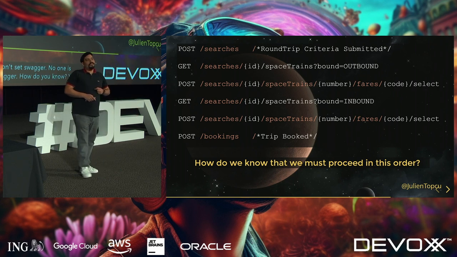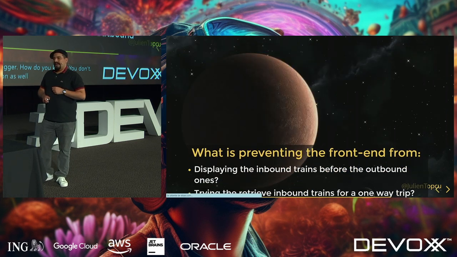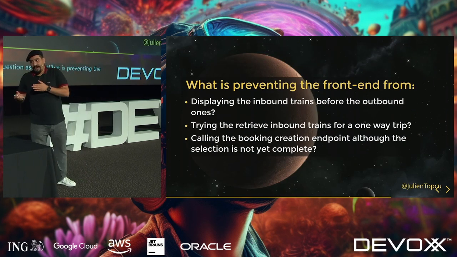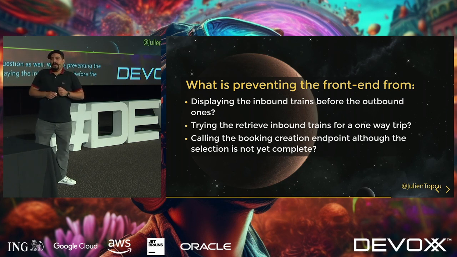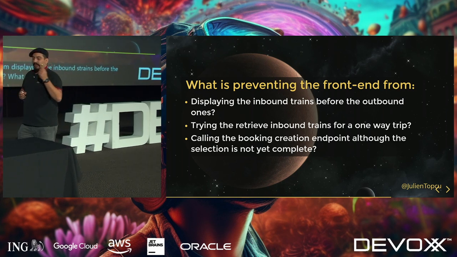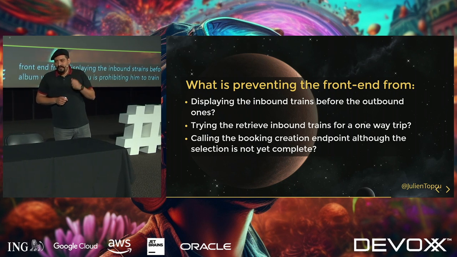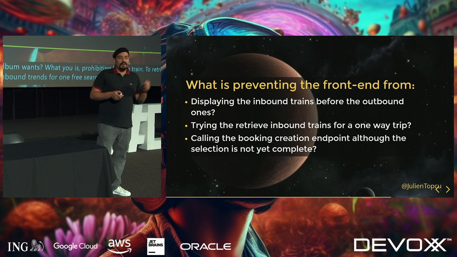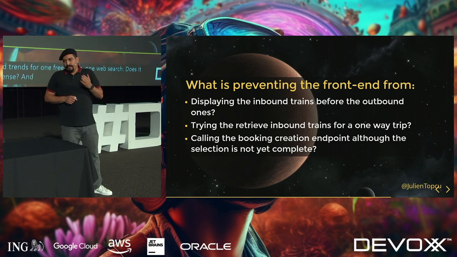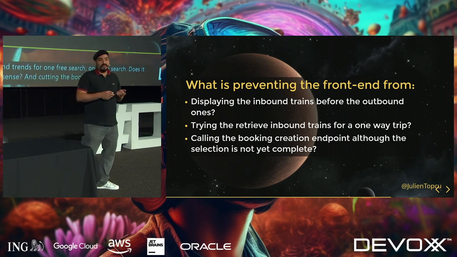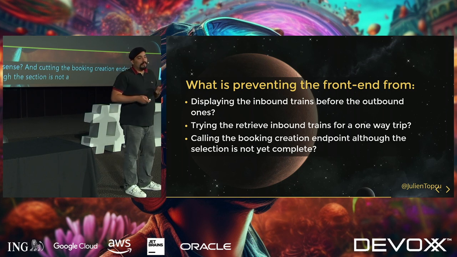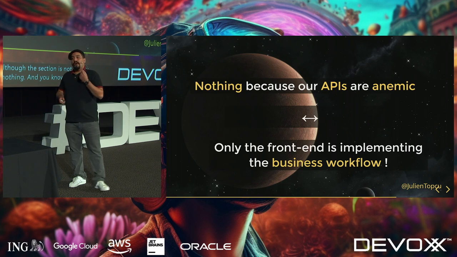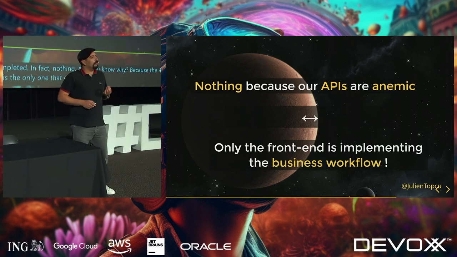So I have another question as well. What is preventing the front end from displaying the inbound trains before the outbound ones? What is preventing it from trying to retrieve inbound trains for a one-way search? Does it make sense? Or calling the booking creation endpoint, although the selection is not yet completed. In fact, nothing. And you know why? Because the front end is the only one that owns the business workflow.